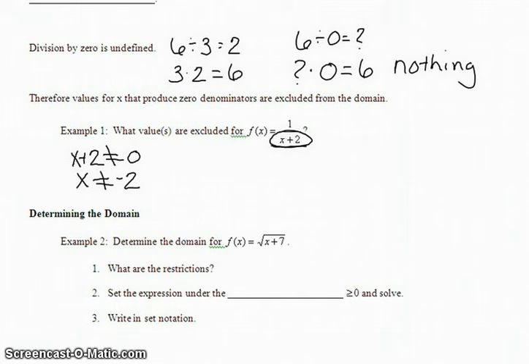So writing this in set notation, I'm going to have my set, all of x, such that x does not equal -2. That's going to give me an undefined answer, and I can't do that. So what do we do in determining the domain when we have more than just the simple variable under the square root sign? First off, what are my restrictions here? Whatever is underneath that square root sign can't be negative.